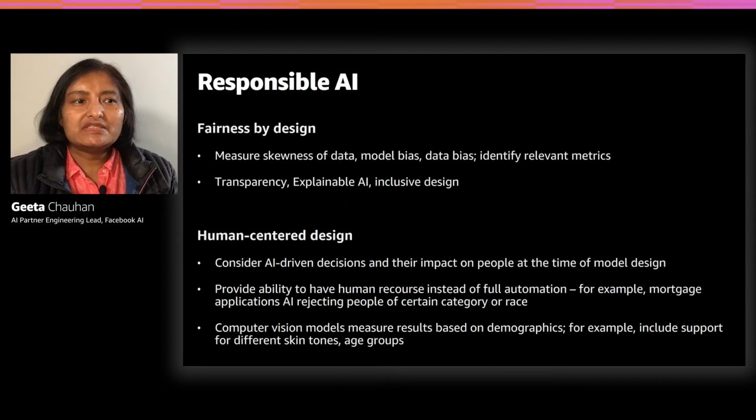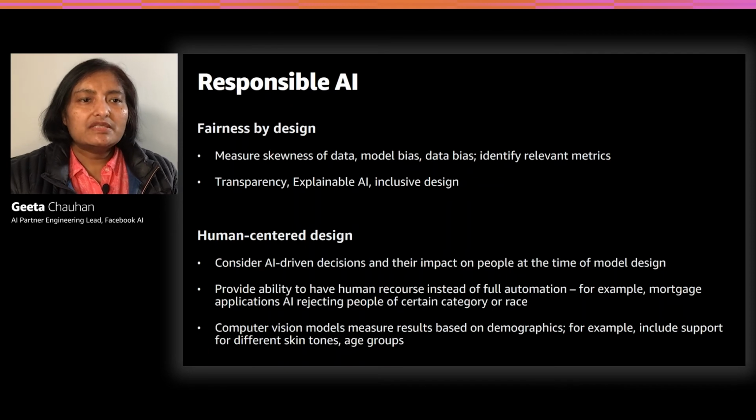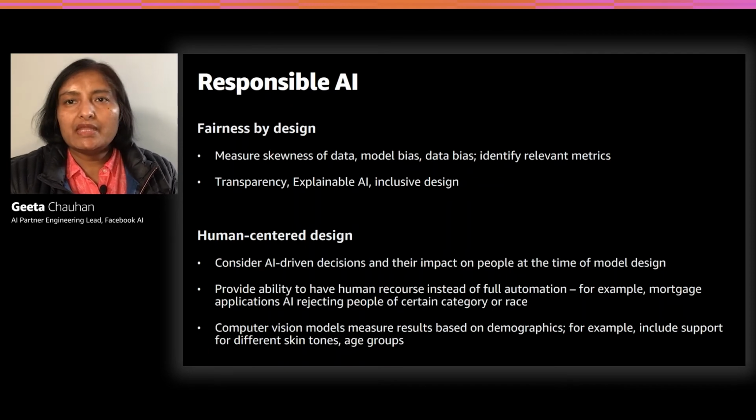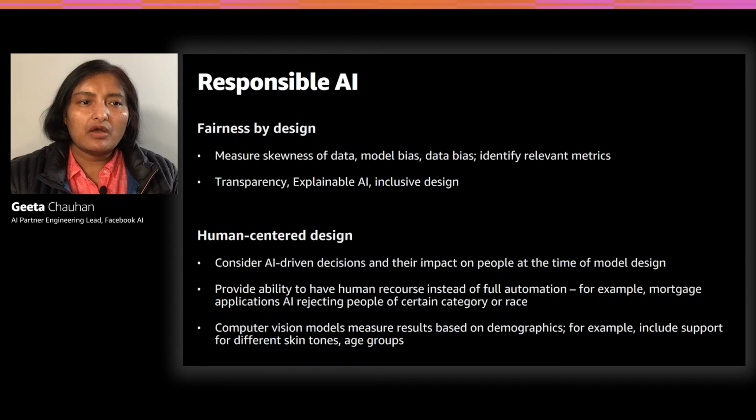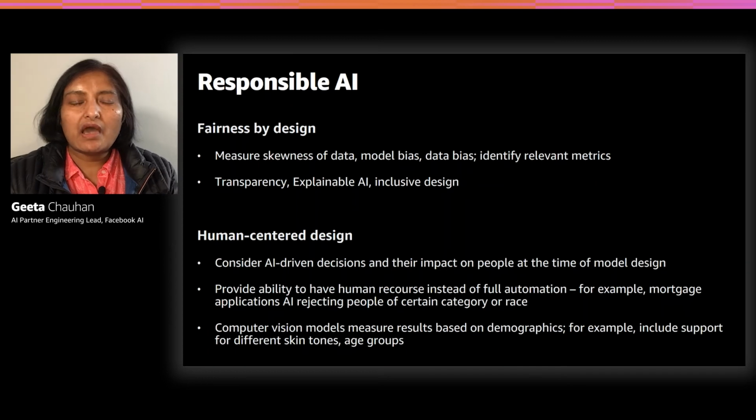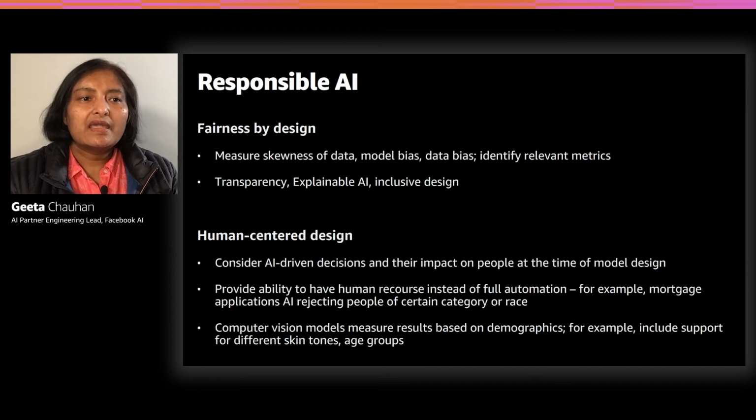From a human-centered perspective, when you are designing your models, think about what will be the impact of the AI decision making on the people who are going to be using that particular application. Do they have human recourse available, or should the solution not be fully automated in all cases? As an example, if you take a mortgage application which is using AI systems, and all of a sudden you start seeing high rejection rates for a certain category or a race, the people should have recourse to be able to connect to a human person and get their application reviewed.